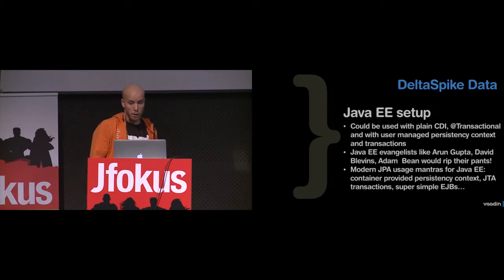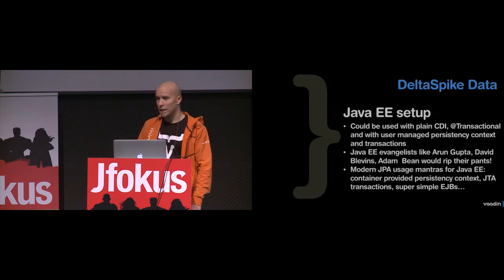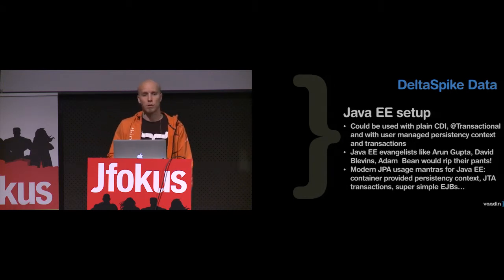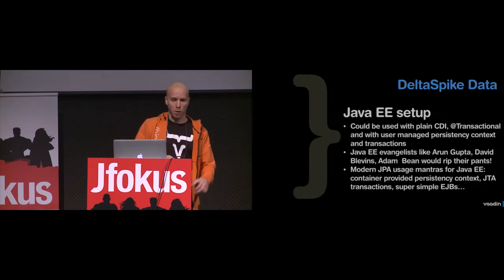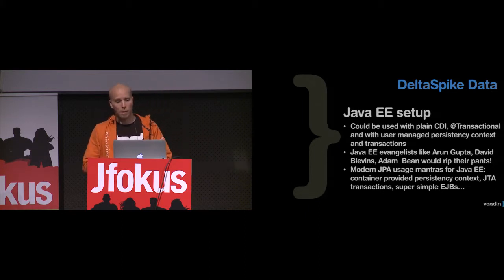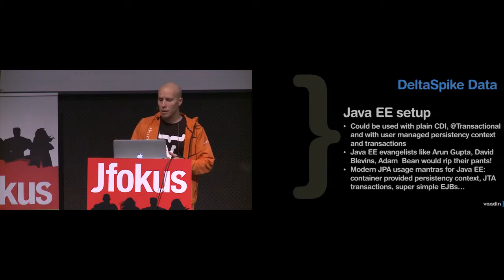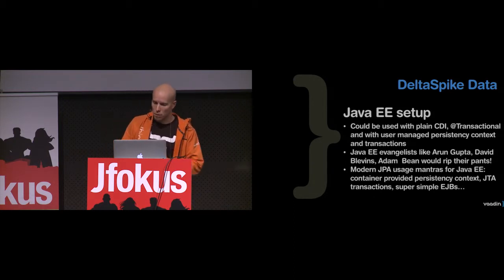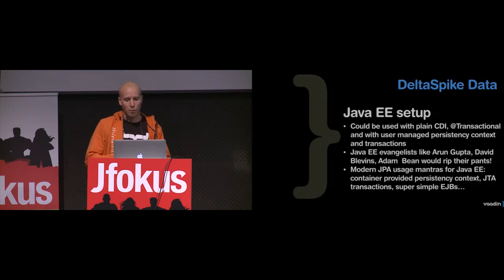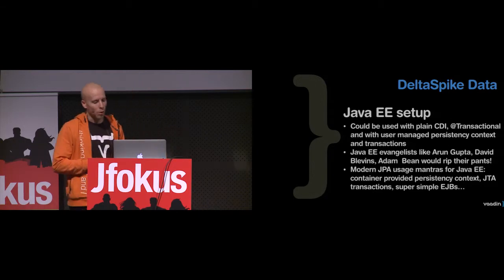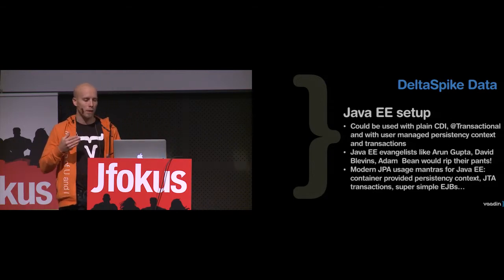So how would you actually use DeltaSpike Data? DeltaSpike Data is a plain CDI library. You don't need to actually have a full-featured Java EE server at all. If you want to go with just plain Tomcat, you can throw in Weld there and use DeltaSpike Data there, but I'm not going to suggest that to anyone, because the modern Java EE servers are really lightweight, so you really shouldn't avoid those. I have had the honor to work with Arun Gupta, for example, and David Blevins, and those Java EE experts. They always have this mechanism to use JPA in Java EE.